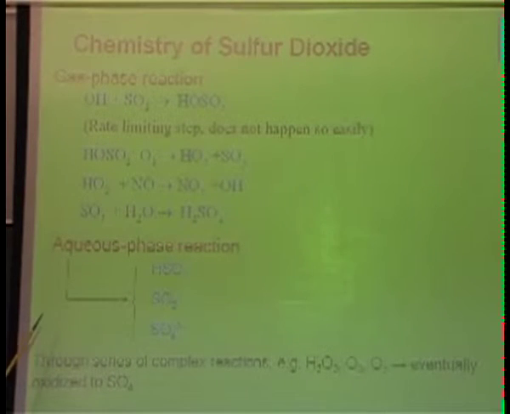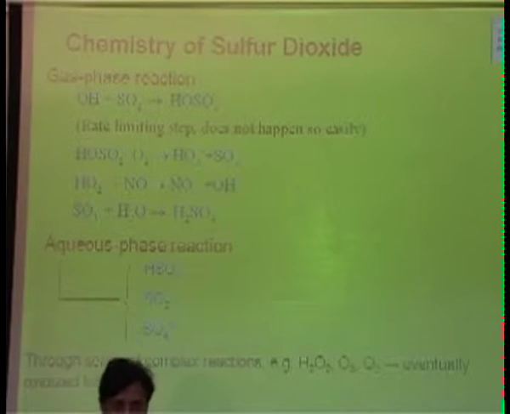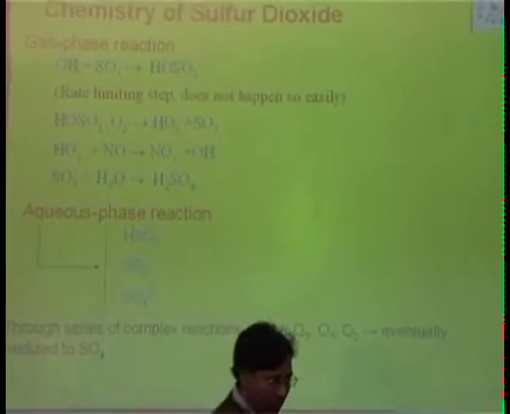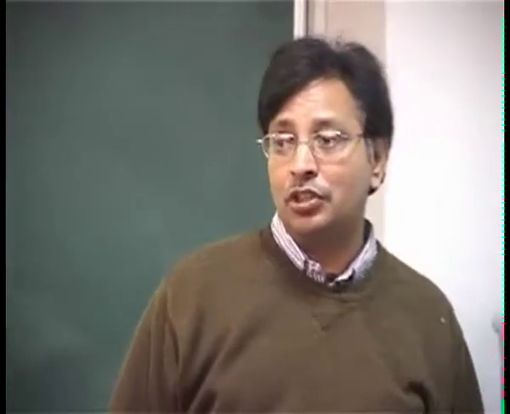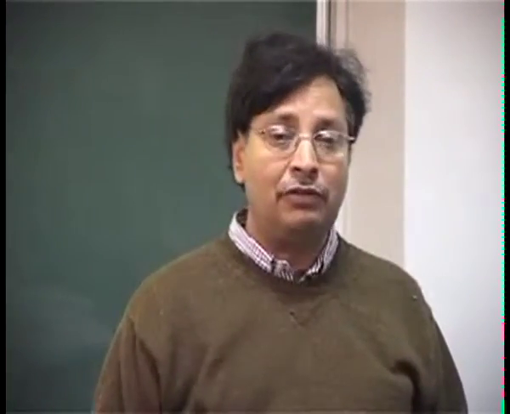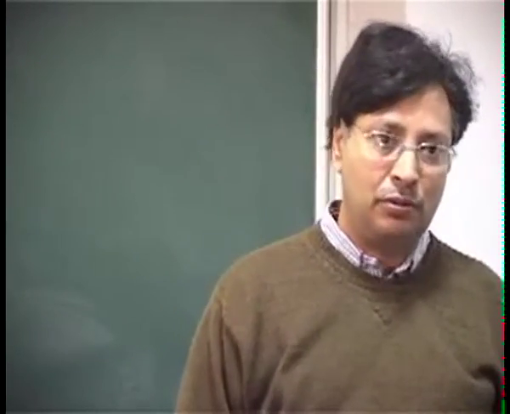But if you recall, we also gave the aqueous phase reactions of sulfur dioxide. And you recall that we were also making hydrogen peroxide in the atmosphere. How did that happen? How was H2O2 formed? With lots of HO2 that we are getting, HO2 can combine to produce H2O2, right?